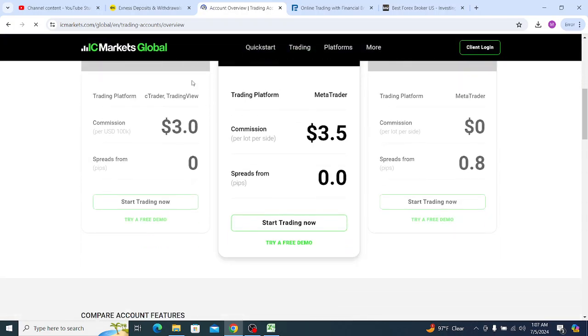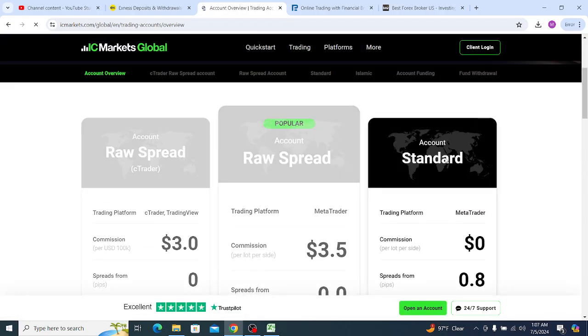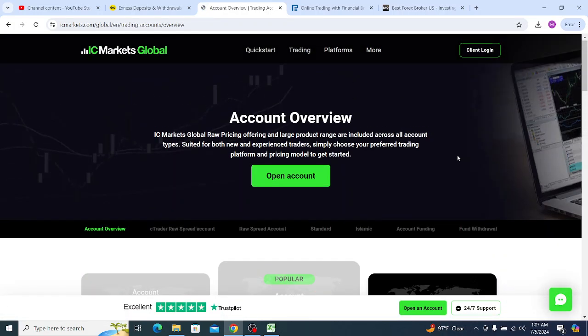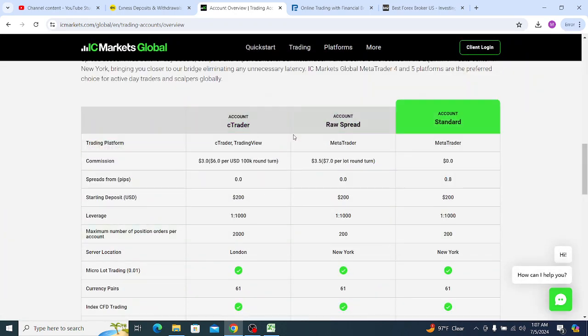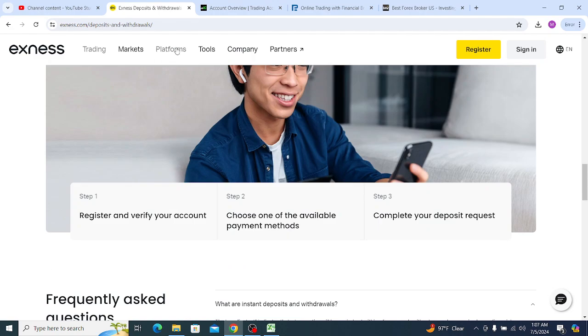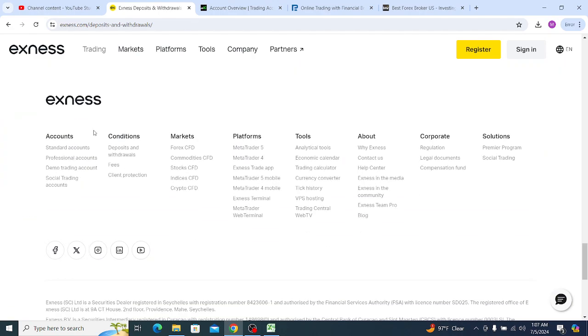and here we have raw spread, raw spread standard. You will see sometimes MT4, MT5 accounts. You will see the difference of the accounts, and the same thing goes with XNES. You will find different types of accounts: standard account, professional account, demo trading account, and social trading account.